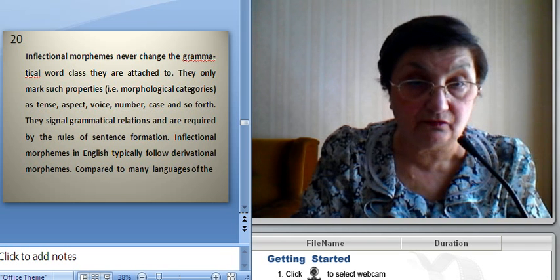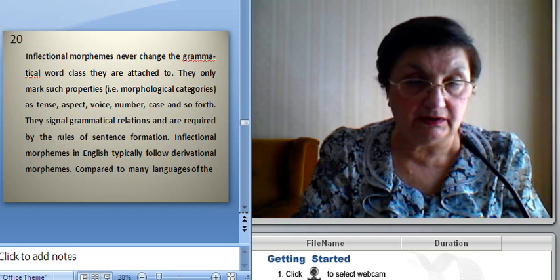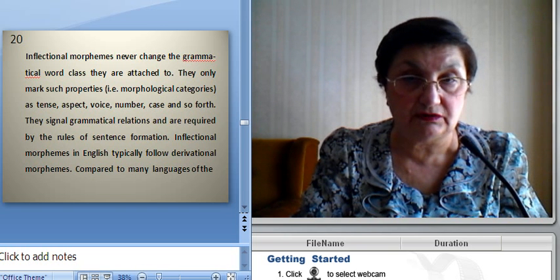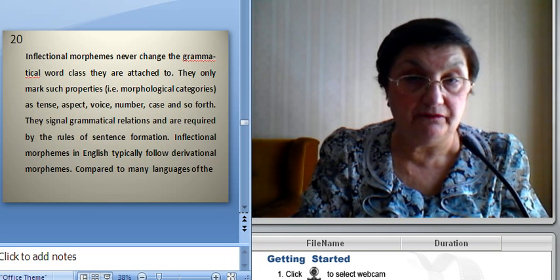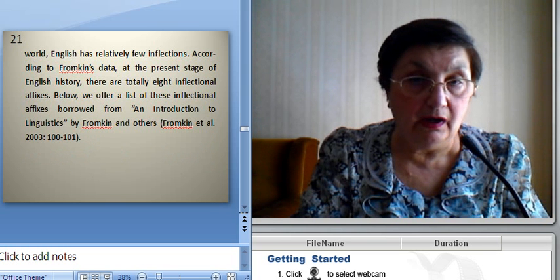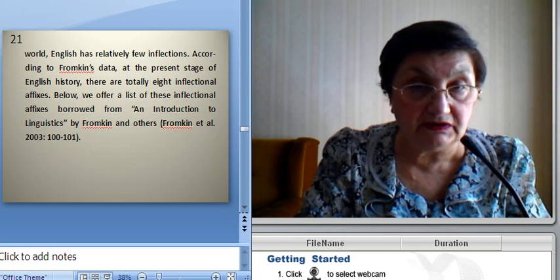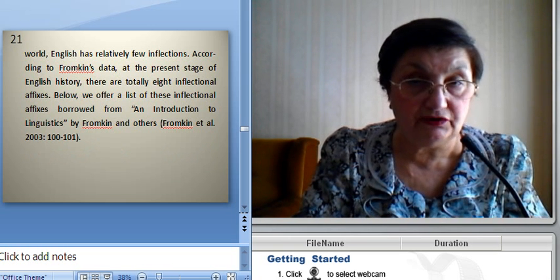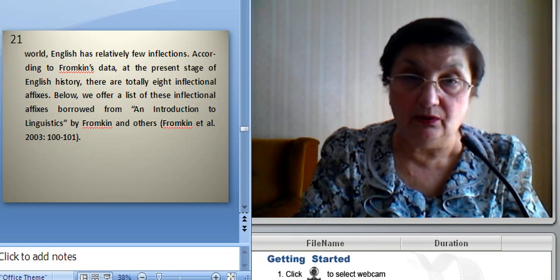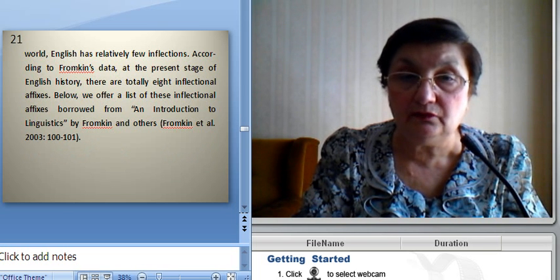Inflectional morphemes in English typically follow derivational morphemes. Compared to many languages of the world, English has relatively few inflections. According to Fromkin's data, at the present stage of English history, there are in total 8 inflectional affixes. Below, we offer a list of these inflectional affixes borrowed from An Introduction to Linguistics by Fromkin and others. So, on your monitors you see English inflectional morphemes. They are represented by 8 of them.